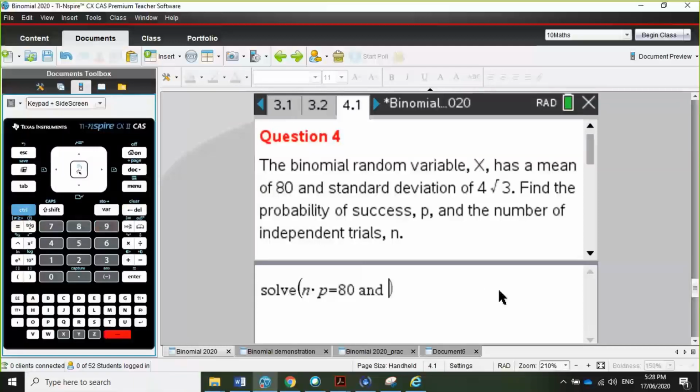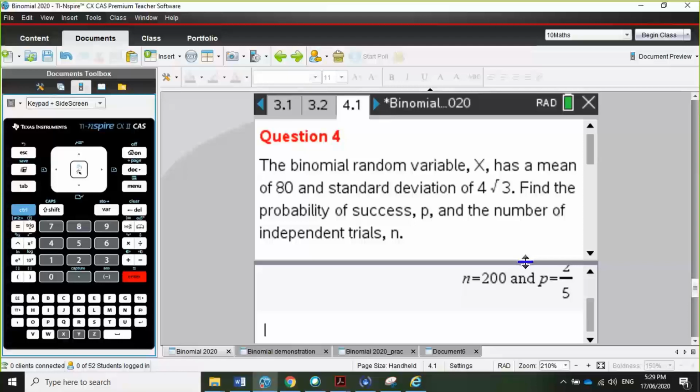And the standard deviation is, of course, the square root of the variance, which is N multiplied by P multiplied by 1 minus P. Make sure those multiplication signs are in there or it won't read the equation correctly if you don't have those multiplication signs in there. Now we're solving for N and P, and if we press enter, there are our values.